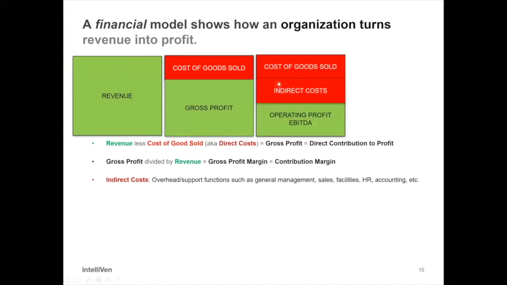Go down one more level, and we're going to take out indirect costs. Indirect costs are the costs of supporting the business, or sometimes called overhead. So general management, having someone in charge and making sure everything's going right. The cost of selling, the cost of the building you're in, the cost of managing the people, hiring the people, taking care of the people, the cost of finance and accounting, and all the other support functions of a business.